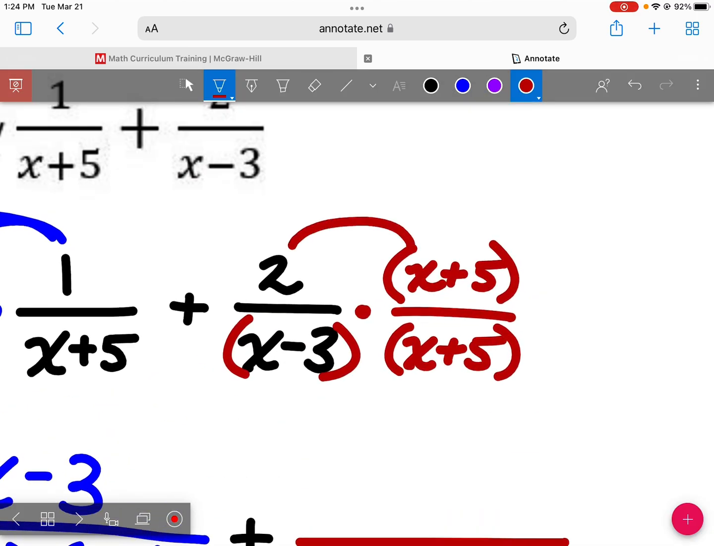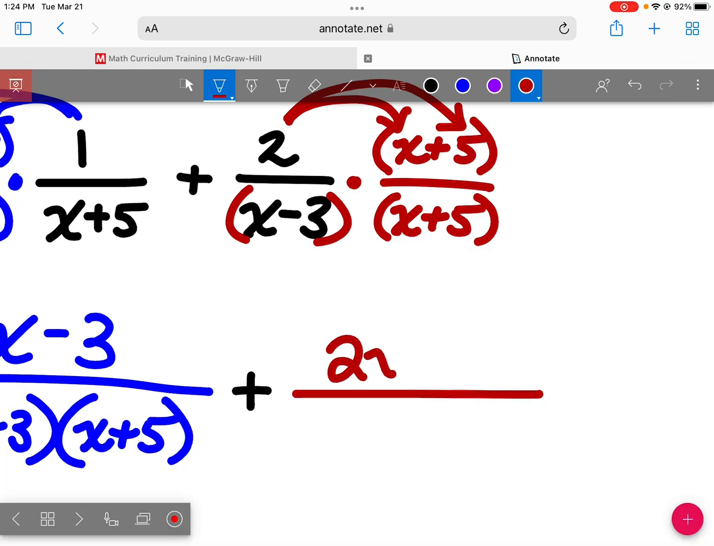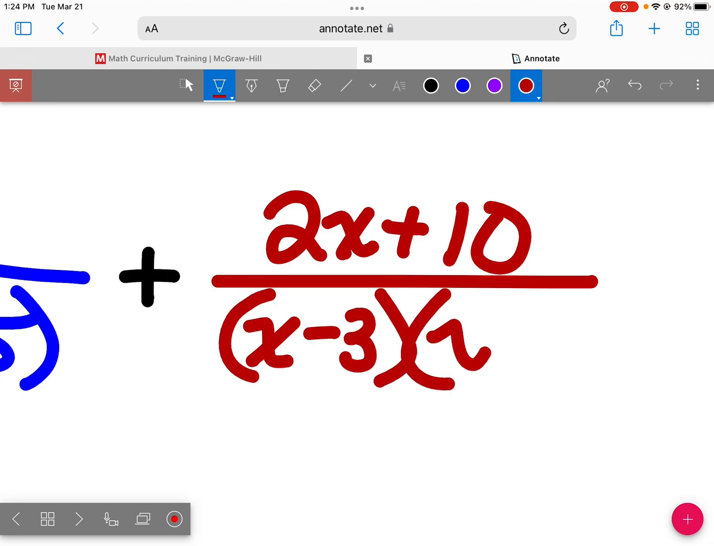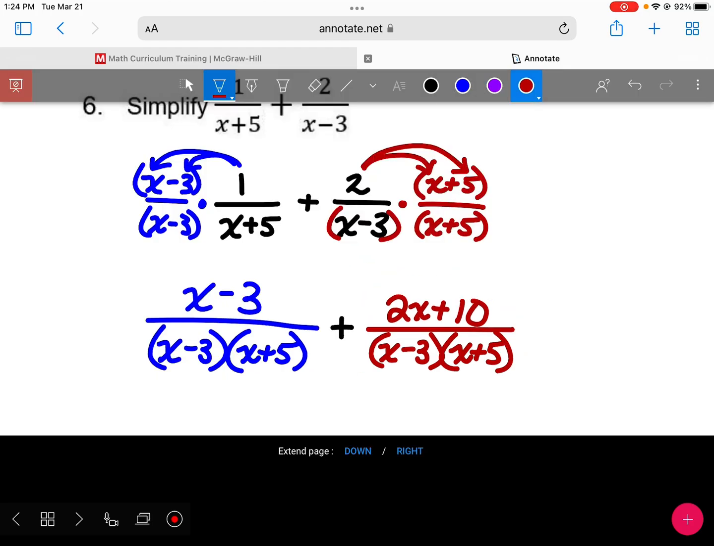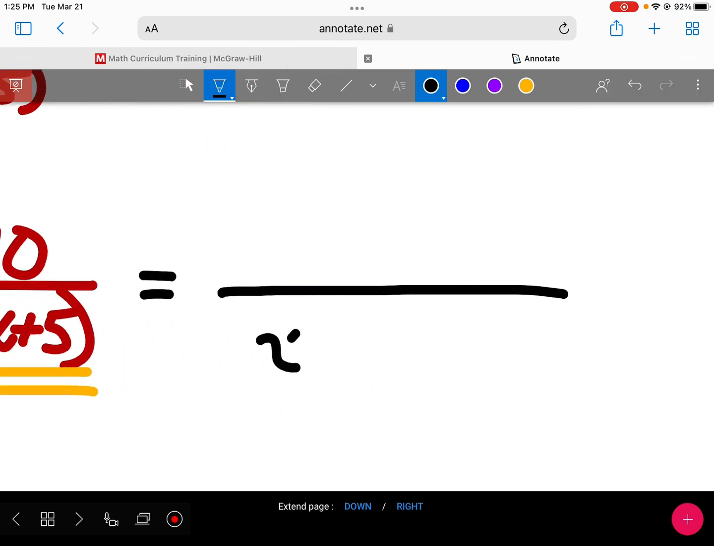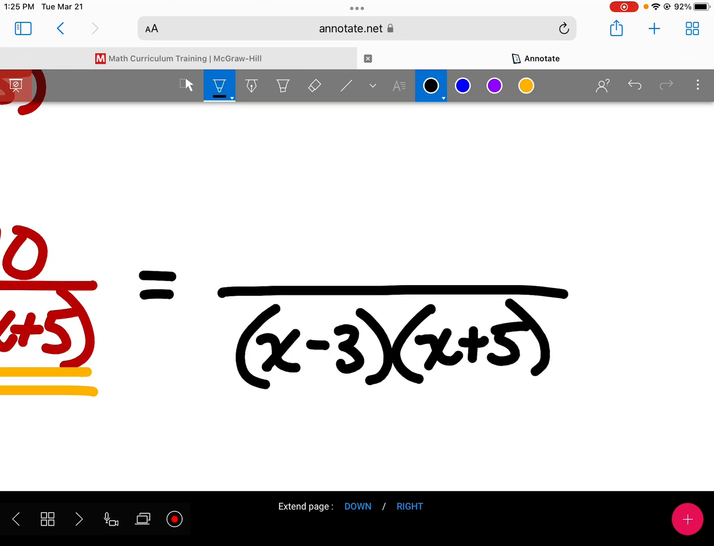I'm multiplying 2 to this factor, so it has to distribute to both pieces. 2x plus what? 10 over x minus 3, x plus 5. Do these denominators match now? Yes. This denominator matches this one entirely. So unless this reduces at the end, that's going to be the denominator of my final answer. X minus 3, x plus 5.